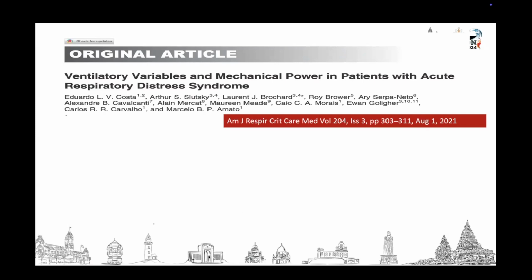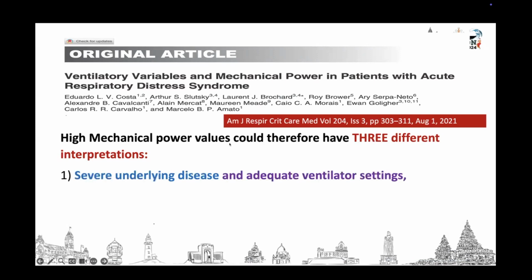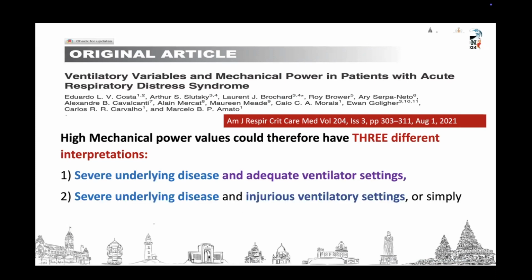This particular important paper by Costa et al. actually had a very important comment in their discussion, which literally summarizes what we are discussing. It says that high mechanical power values can have three possibilities: either a severe underlying disease in the lungs and adequate ventilator settings, severe underlying lung disease with injurious ventilator settings, and injurious ventilator settings simply without any underlying lung disease.